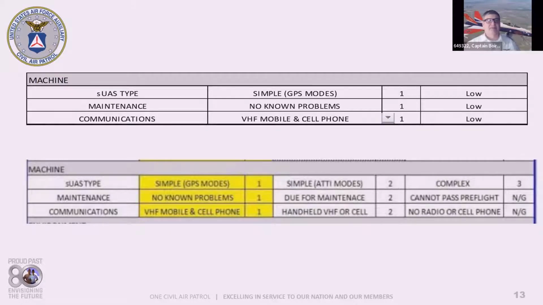And then the complex machines, like for example, the H530, is definitely going to be a complex machine. The Skydio X2D. Okay. Maintenance issues. No known problems. Is it due for maintenance? What are the requirements of the manufacturer? If CAP doesn't have a set maintenance schedule, you go with the maintenance schedule of the manufacturer.